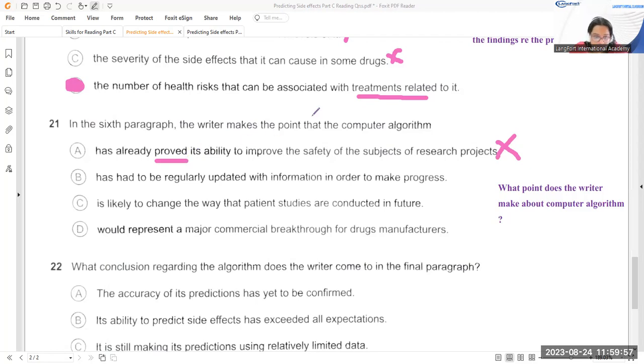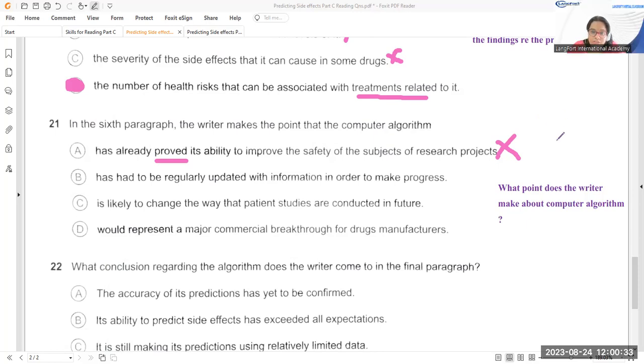Okay, next one. The writer makes the point that the computer algorithm has had to be regularly updated with information in order to make progress. In the sixth paragraph, have they told us that they had to regularly update the information given to the algorithm in order to make progress? Come on, what do you guys think? No, ma'am. Okay, next one. There is a chance also. Yeah, there is a chance, but let's see.